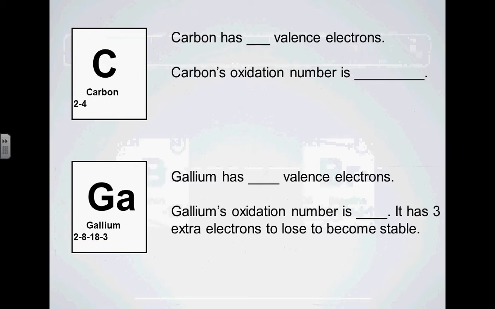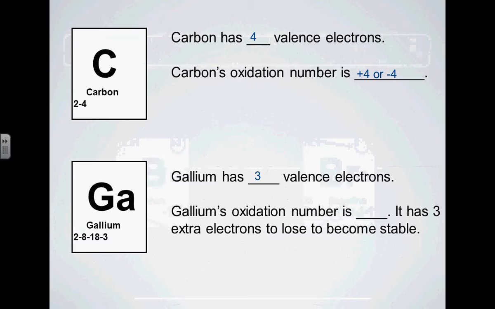Now, carbon is a little different. How many valence electrons does carbon have? 4. So what do you think about carbon? Jonathan? Maybe. Yeah, it could be either way. It's just as easy to gain 4 as it is to lose 4. So sometimes it has a positive oxidation number, plus 4. Sometimes it has a negative, minus 4. It depends on what other element it is combining with.